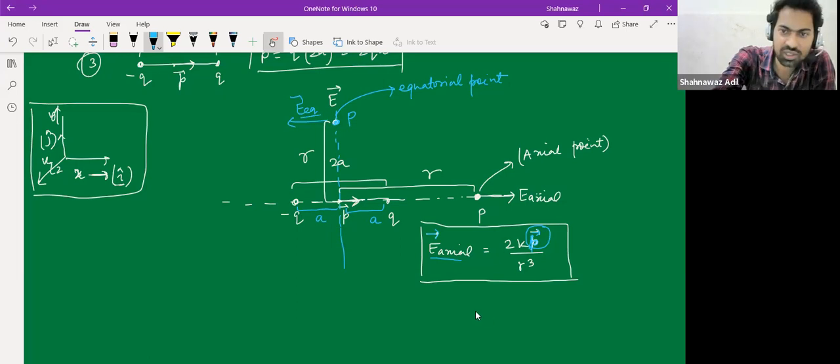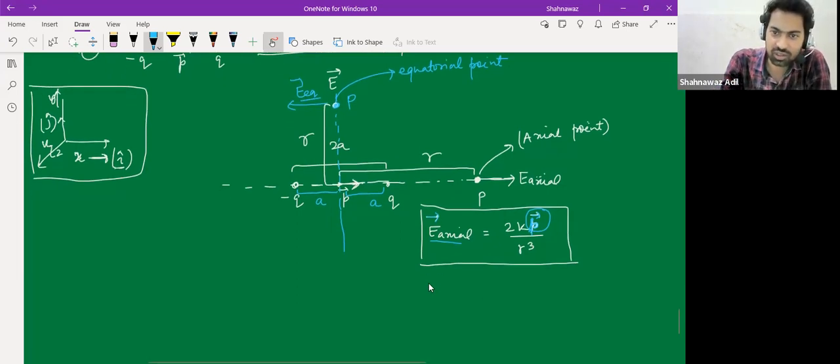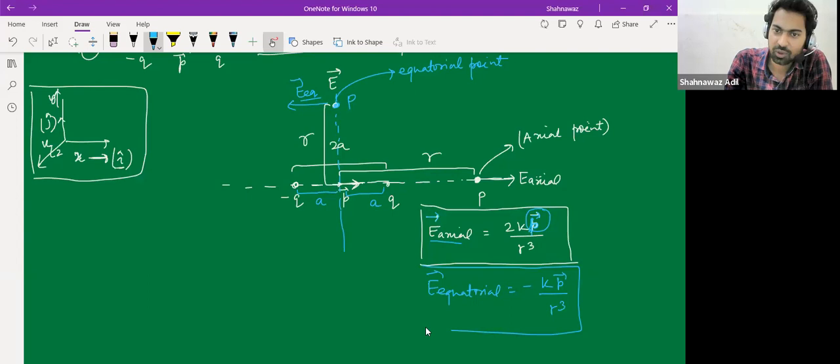And what was the expression? The expression was E equatorial is minus Kp by r cubed. Okay, guys, so these are the two expressions. For the axial point, the electric field is in the direction of the dipole moment, and at the equatorial point, the electric field is against the direction of the dipole moment. So this is the direction for axial, and for equatorial, this is the direction.